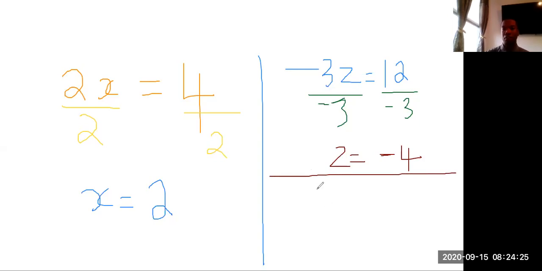If I have y divided by 2 is equal to 6, right? So since y is divided by 2 and I want to get y by itself, since this is a divide, I have to multiply by 2 now. I have to do the opposite. And whatever I do on one side, sure enough, I've got to do it on the other side. So this becomes y equals 6 times 2, which is 12.